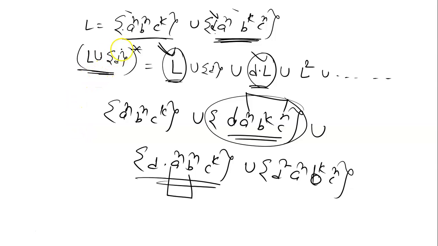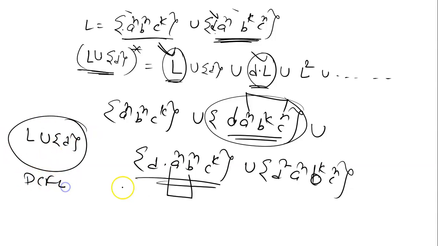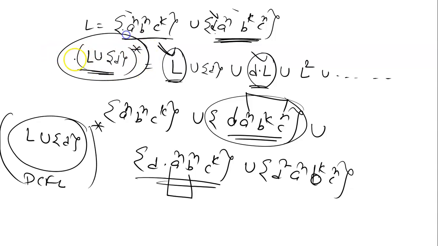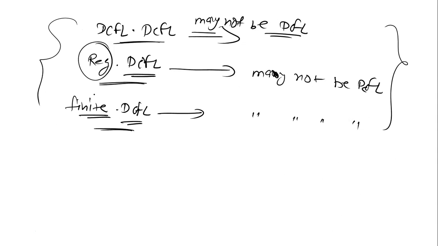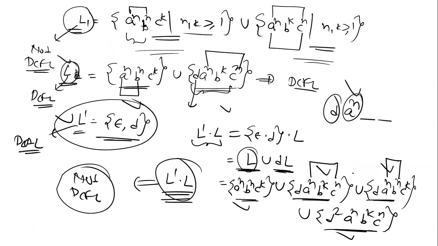In this we have seen that L union D is a DCFL language. But if I take the Kleene star of this language, then that is a non-DCFL language. So this language, this Kleene star, is not DCFL. So we have seen that Kleene star of a DCFL may not be DCFL. So the set of DCFL languages is not closed under the Kleene star operation. If you have a DCFL and you take the Kleene star of it, the result again may not be DCFL. So these are the results that we have seen in this example.